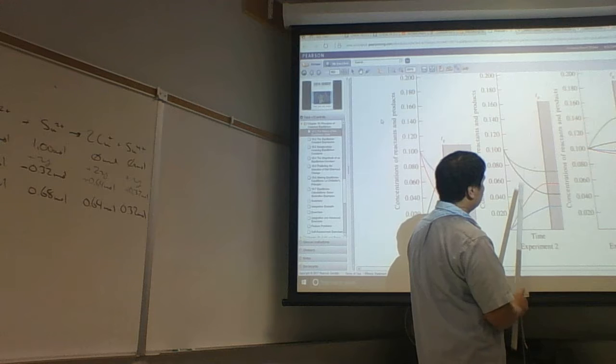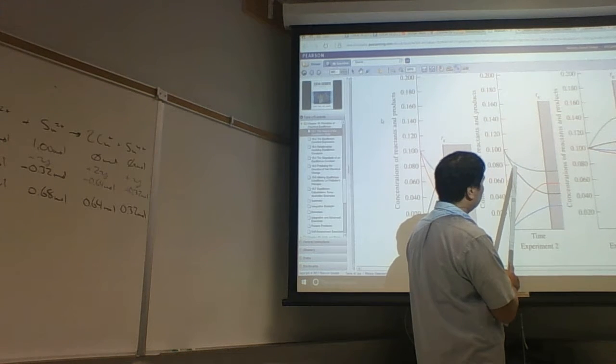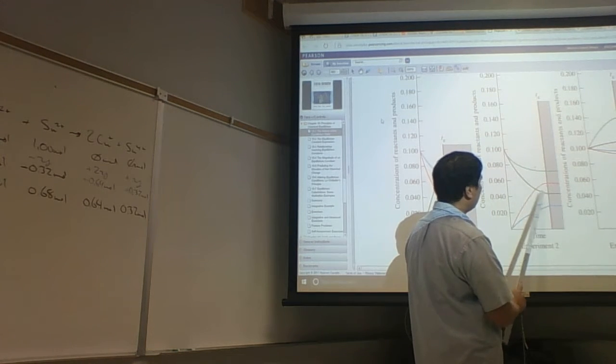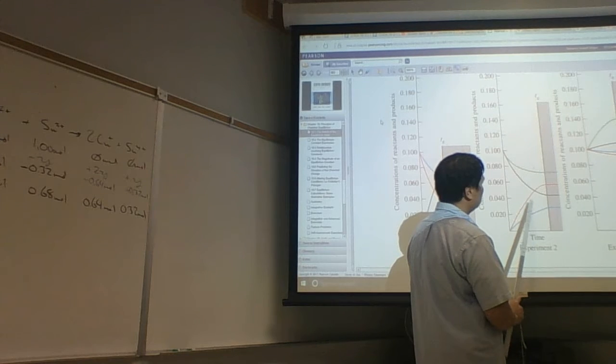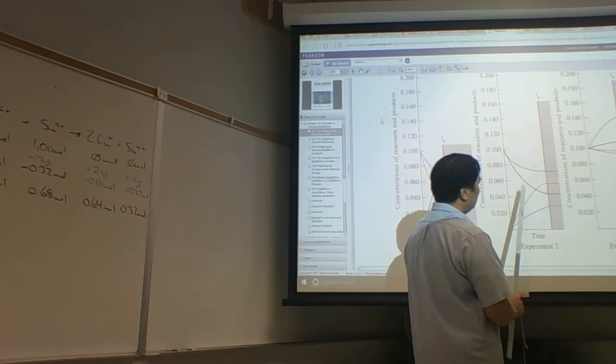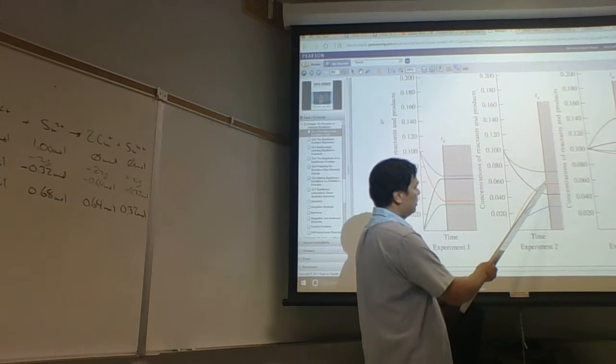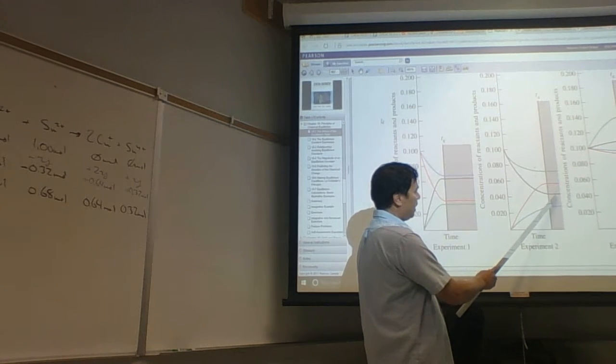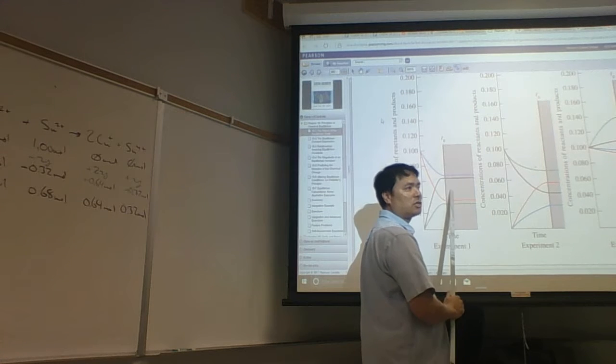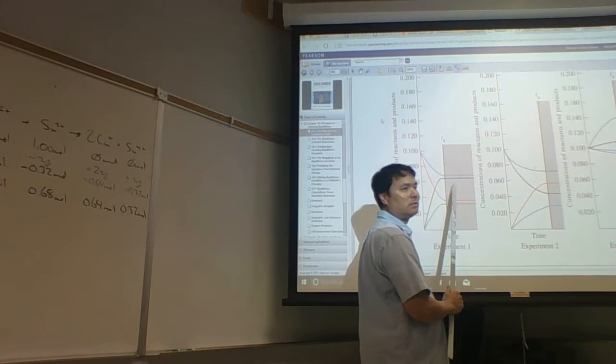And then we go to experiment 2, in which we start off with just the products. The products react, forming reactants. And so the reverse reaction occurs. When we look at the end pattern, take a look. Green, red, black, blue. Do they match? You see a pattern there?